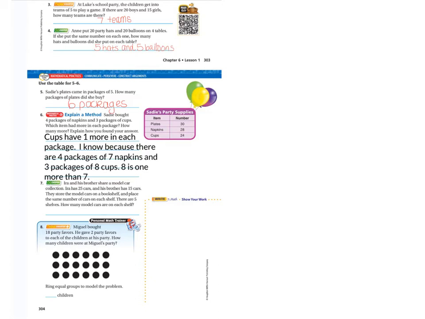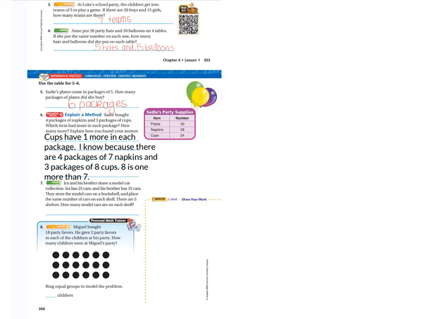The explanation I had, which is probably slightly different than yours, is I know because there are 4 packages of 7 napkins and 3 packages of 8 cups, 8 is 1 more than 7. If you did not have something along those lines, please continue to listen to how I solved that. If you did have that, please fast forward to the answer for number 7.